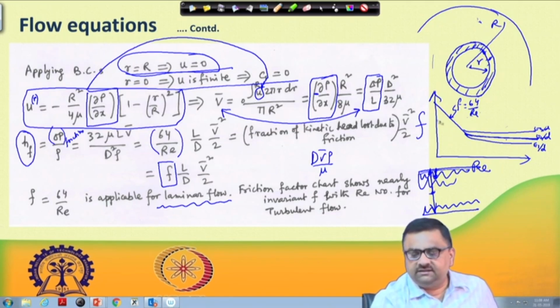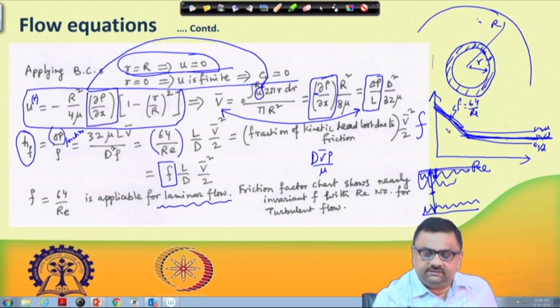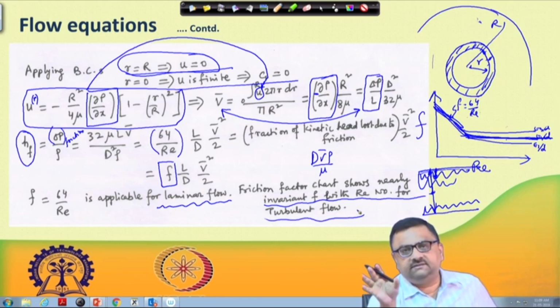So, there would be different lines, but the take home message is that there is a straight line following F equal to 64 by Re, and then it plateaus to some line. So, this friction factor chart shows nearly invariant F with Reynolds number for turbulent flow. This is what we understand for flow through a capillary.